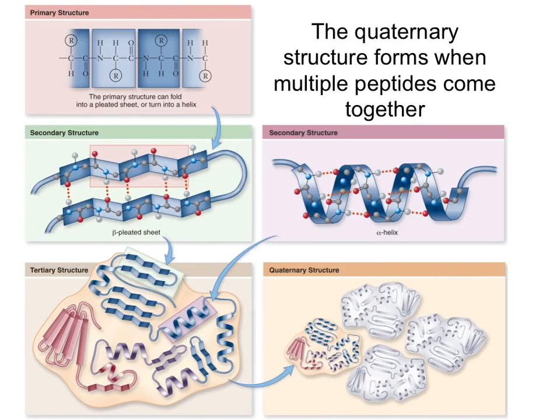Some proteins, after they're folded into their tertiary structure, might come together with other peptides, which are other amino acid sequences, and form a quaternary structure. Not all proteins form this. This is just separate proteins coming together and forming a larger protein that is called the quaternary structure.